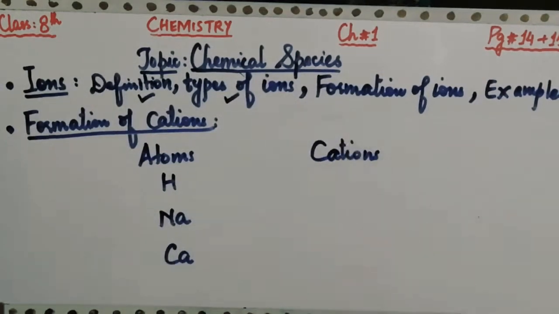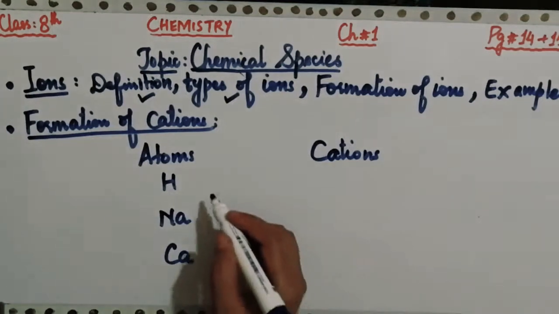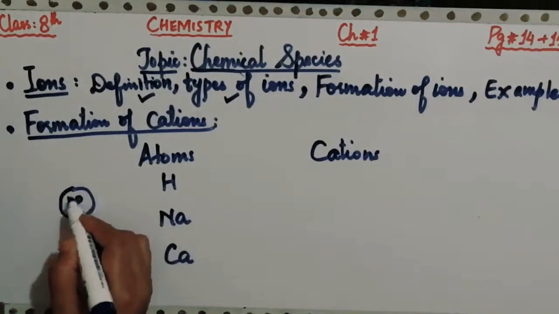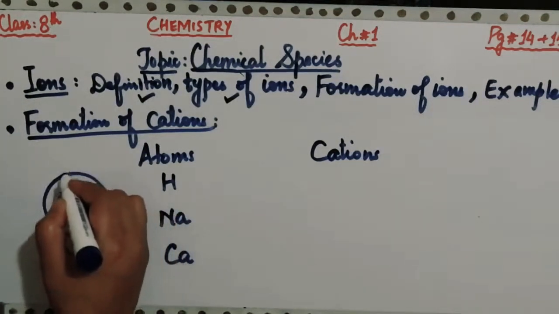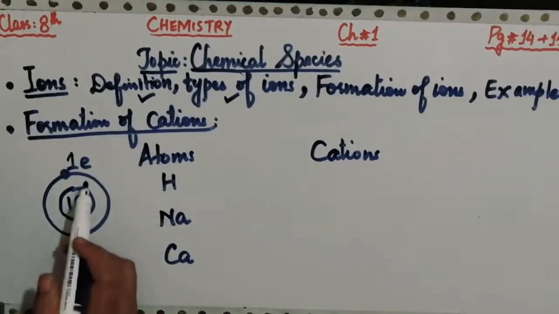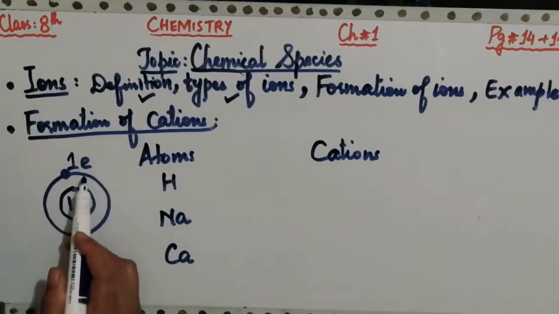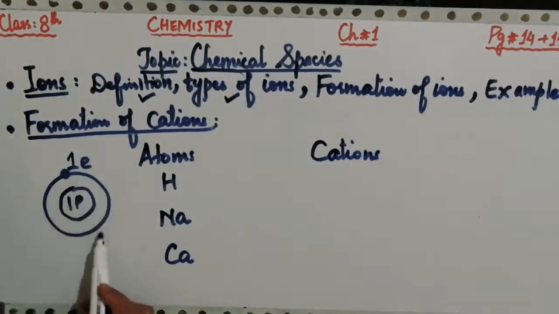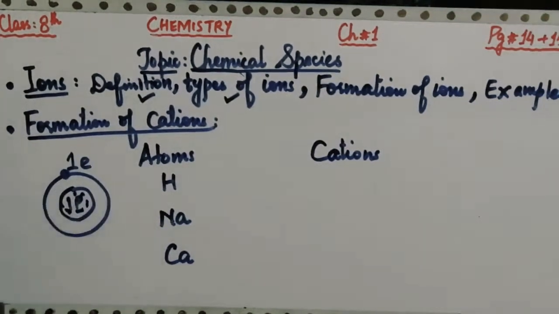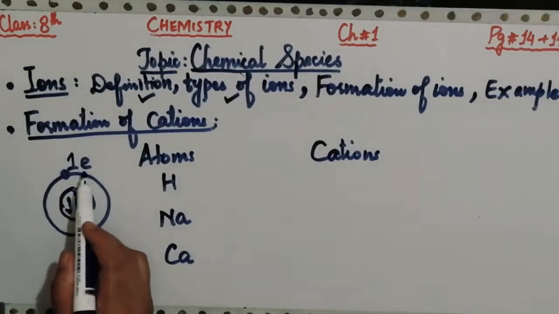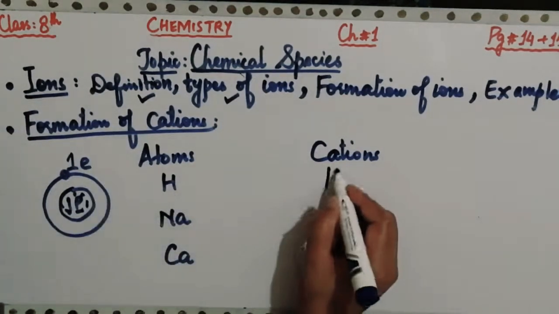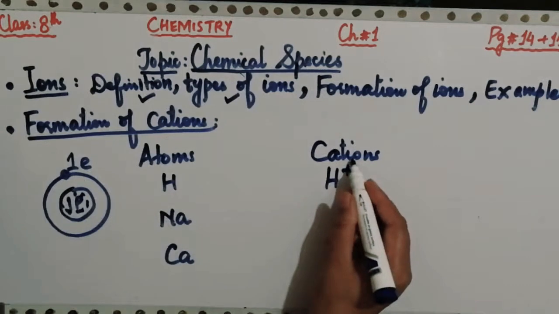Called cations. Now actually what happens, for example, starting from hydrogen: it has one proton and no neutron in its nucleus, while it has one electron as well, 1 E for electron. Having one electron, it actually needs one more electron to complete its outermost shell. This is the outermost shell, while this is the nuclear part of the hydrogen atom. So by losing this one electron to another atom, hydrogen acquires positive charge and becomes a cation.